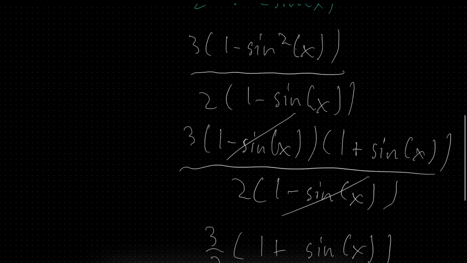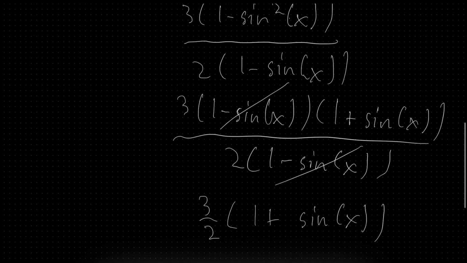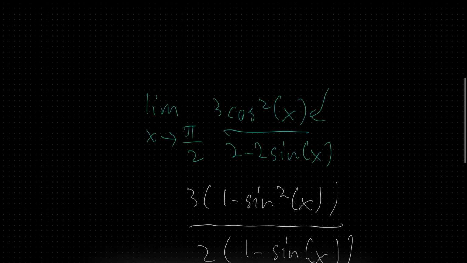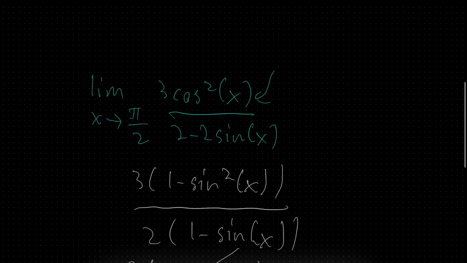And we know that we are approaching the value pi over 2. So if we sub in pi over 2 in here, this sine would become 1. 1 plus 1 is going to give us 2. So 3 over 2 times 2 is going to give us 3. Therefore, the limit of 3 cos squared of x over 2 minus 2 sine of x is equal to 3.